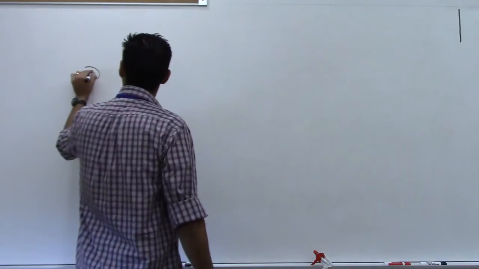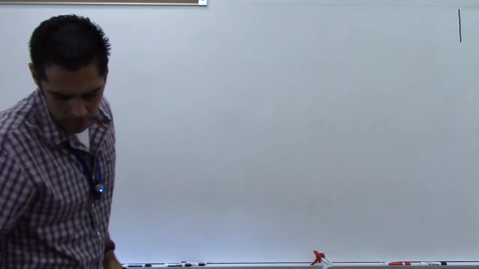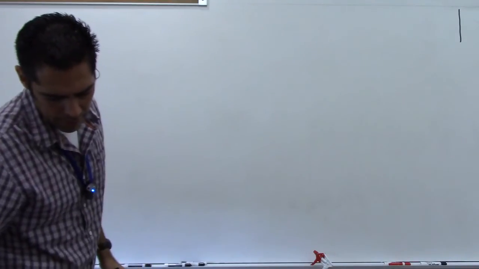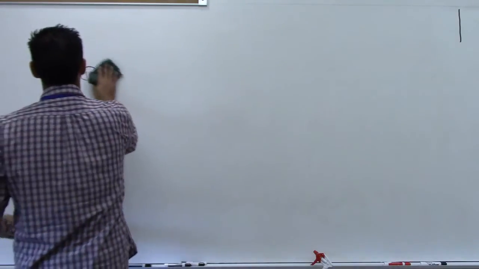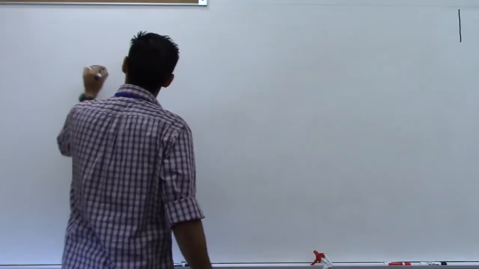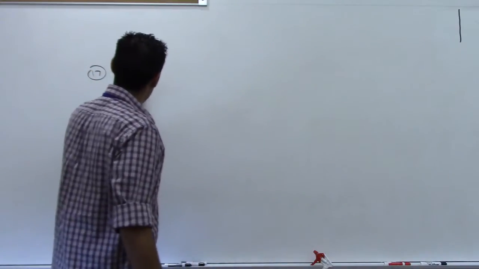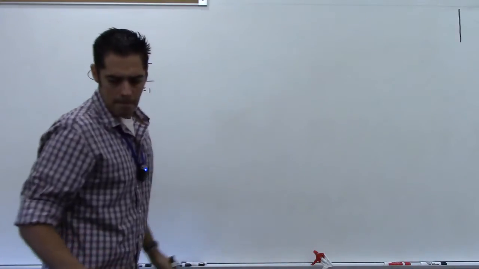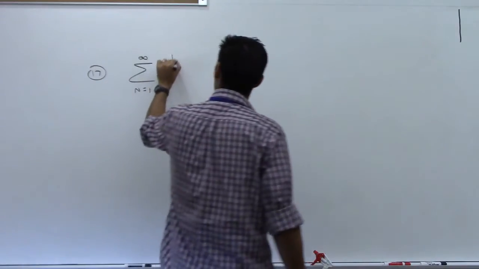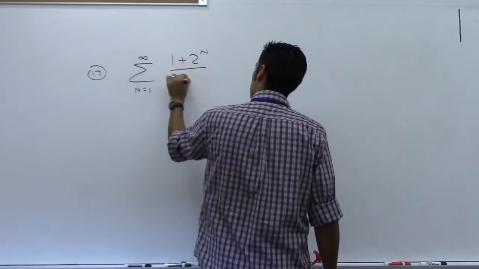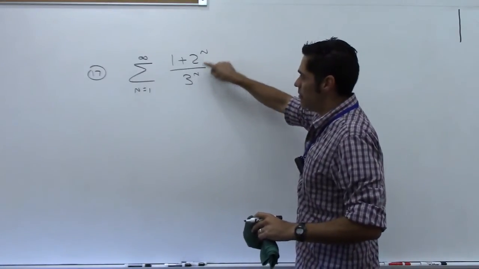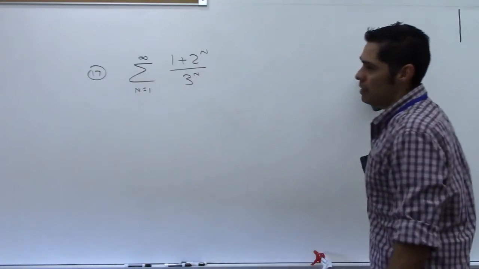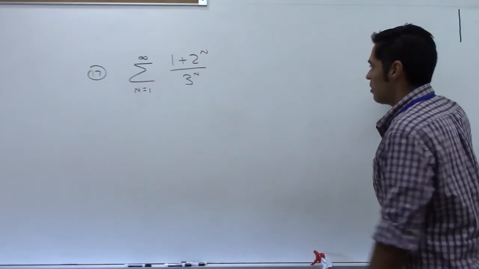All right, 17. I'll give you a hint on 17. I'm not going to work it, I'm just going to let it get set up for you. The sum is very similar to the last one: 1 plus 2 to the n over 3 to the n. So what they did is they switched. Instead of 3 to the n over 2 to the n, they went 2 to the n over 3 to the n. So if you try the nth term test, you're actually going to get 0.